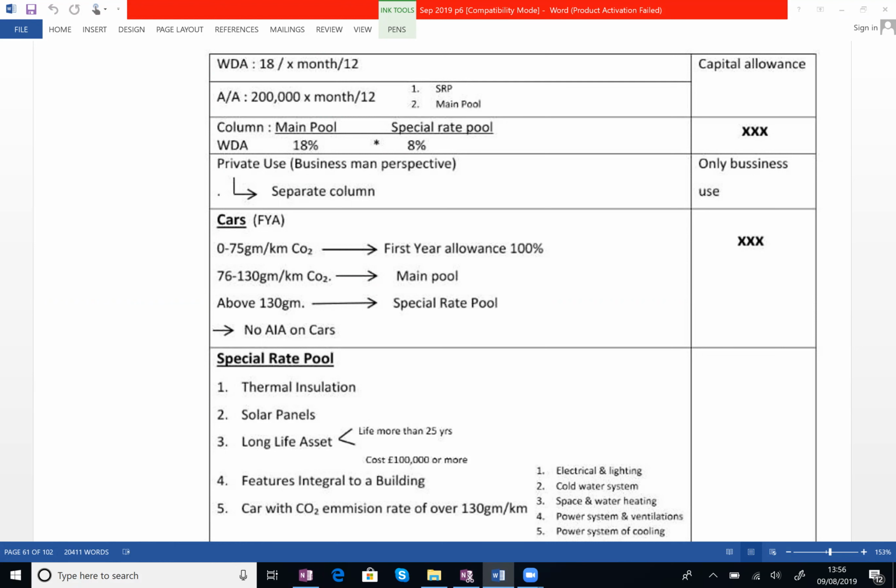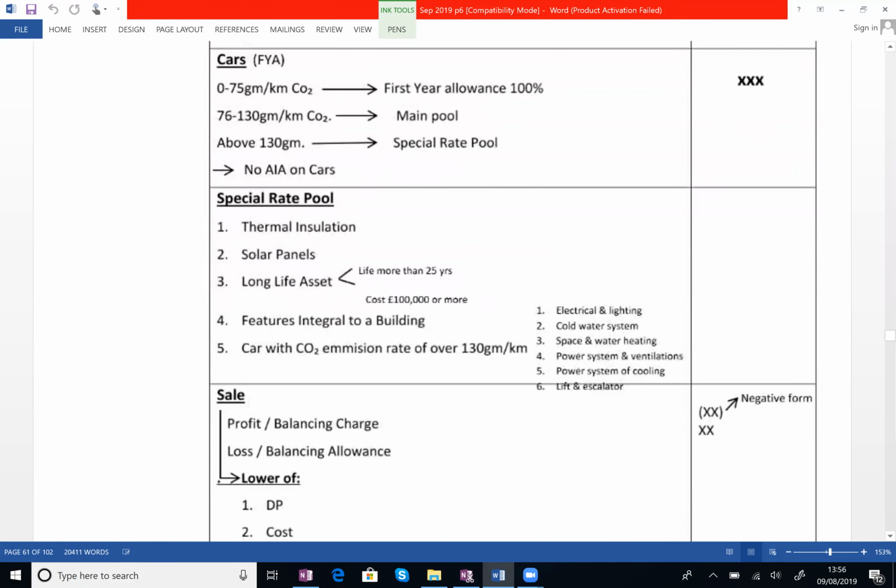Okay. Next, special rate pool. In special rate pool, which plant and machinery will you include? Remember these special rate pool items. Other than these, if you purchase any other plant and machinery during the accounting period, you always include it in the main pool column, all other plant and machinery.